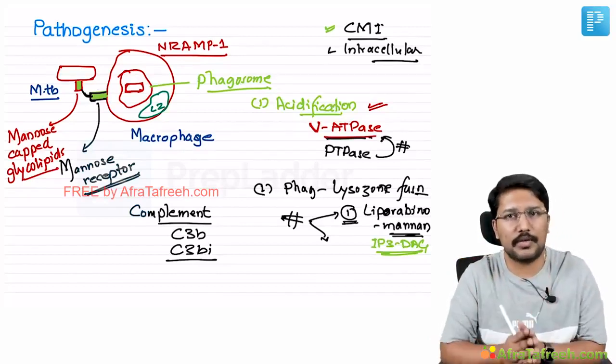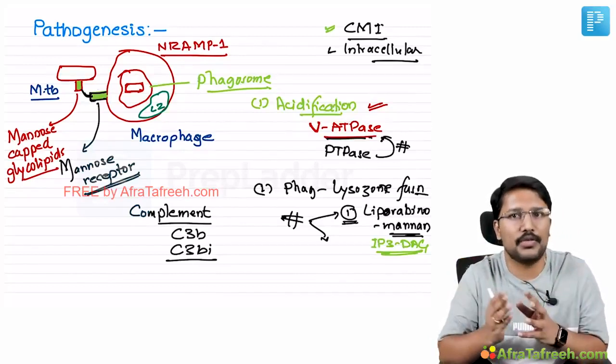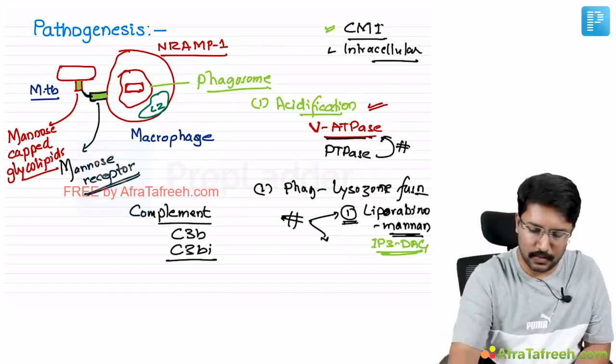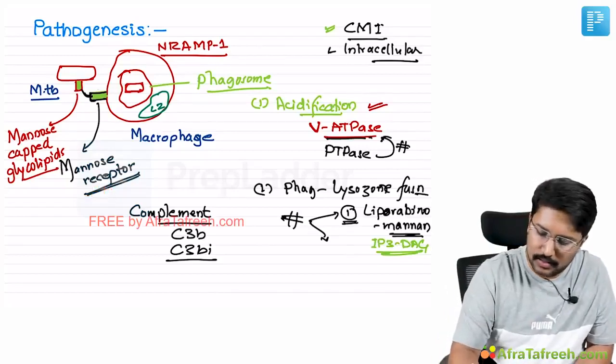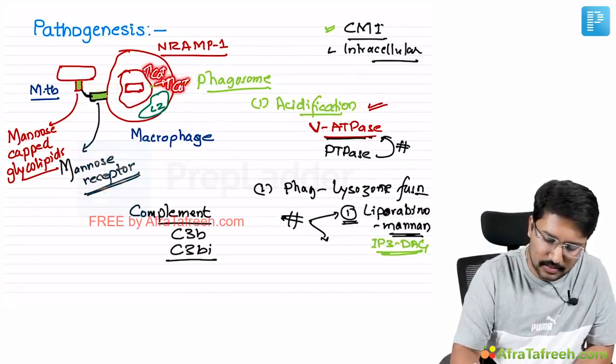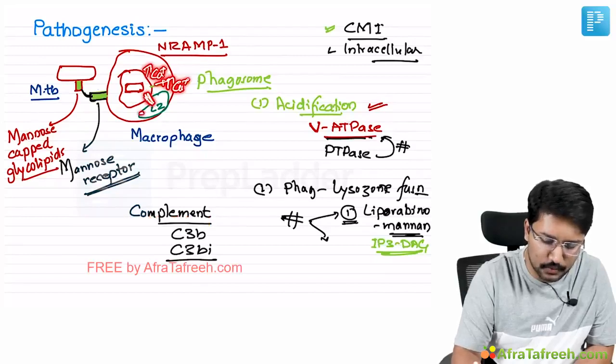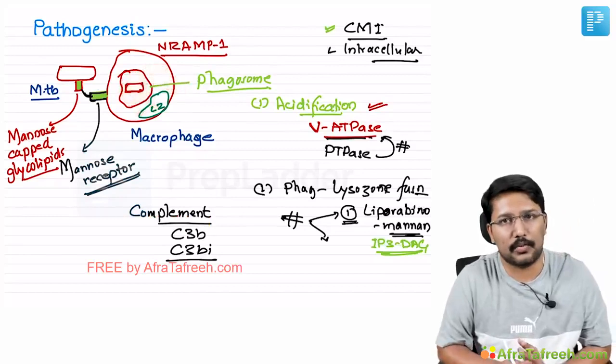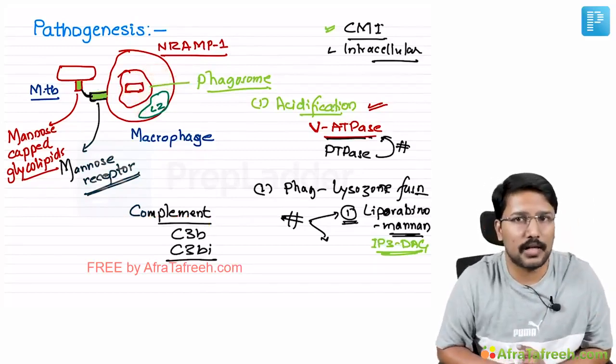So if you inhibit the rise of intracellular calcium, obviously the fusion is affected, right? This lipoarabinomannan inhibits the rise of intracellular calcium. Once the intracellular calcium increases, the lysosome and phagosome will fuse. The lysosome will inject its contents into the phagosome and destroy the mycobacterium. So that is inhibited by lipoarabinomannan.